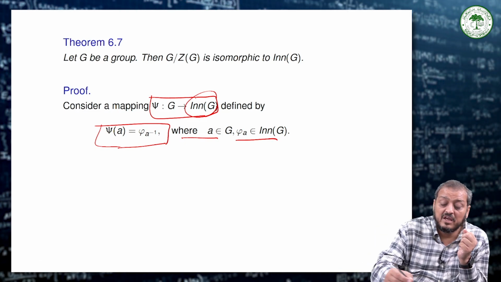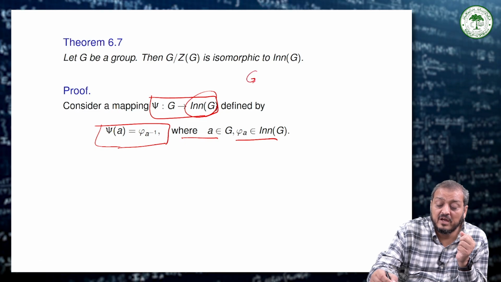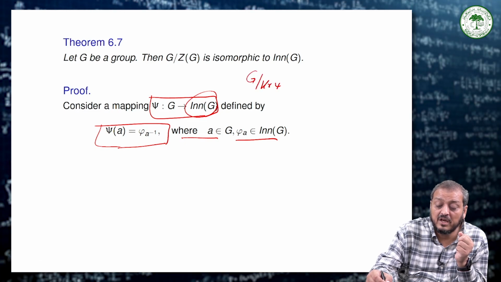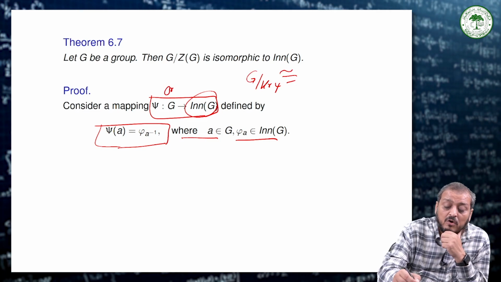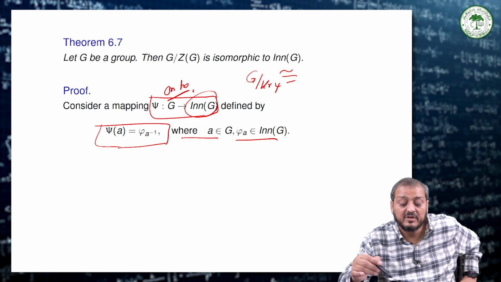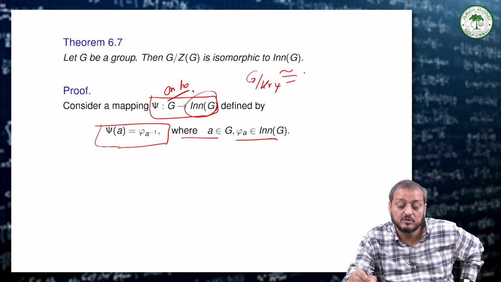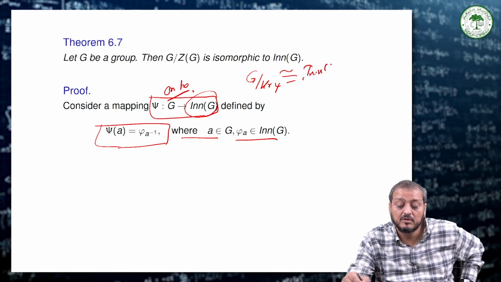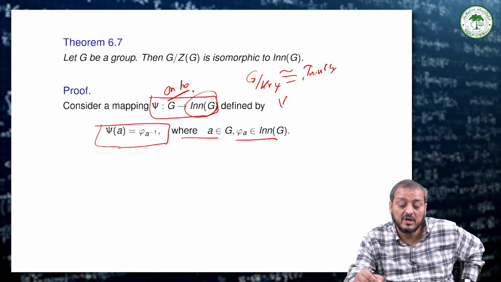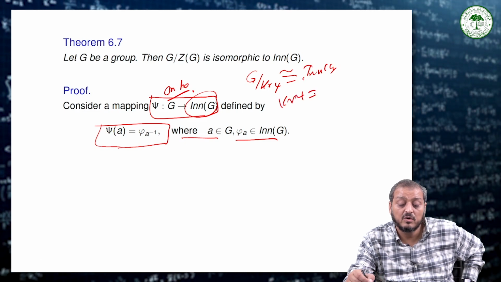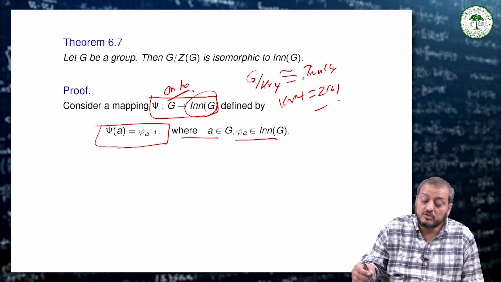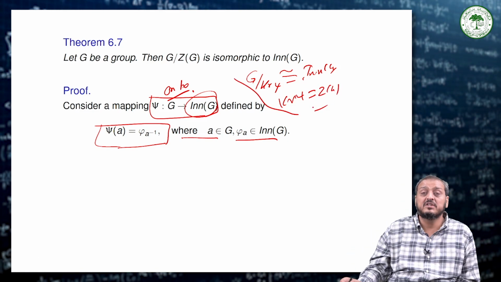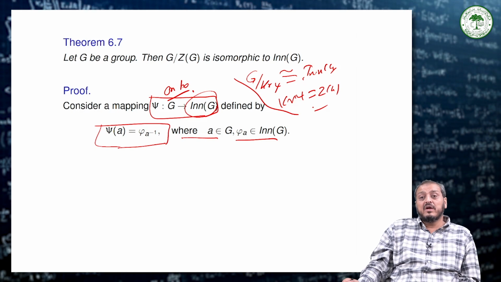If it is isomorphic, then we can say that G upon kernel of this psi is isomorphic, by the first isomorphism theorem. If it is an onto homomorphism, then G upon kernel of psi is isomorphic to the inner automorphism of G, and then we have to show that the kernel of this psi is equal to the center of this group. So if we succeed to prove this part, we have this.